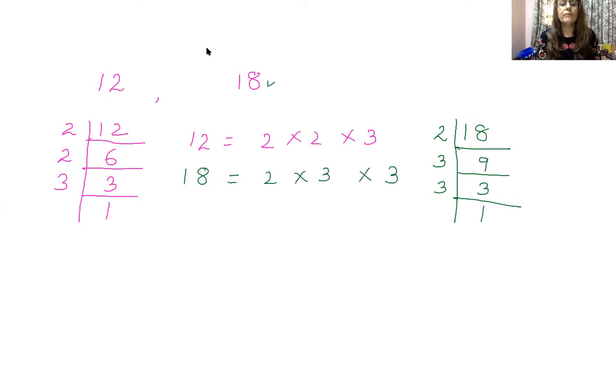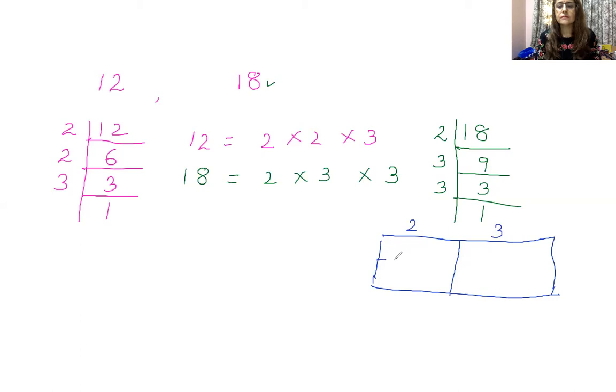Now we will make the table like this, as we did in the last question. Now we will see which factors are present. There are 2 factors, 2 and 3. And the numbers were 12 and 18.